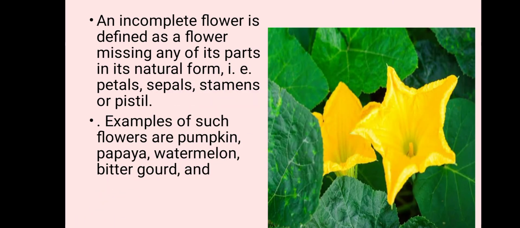Next we have the incomplete flower. An incomplete flower is a flower in which, out of the four parts, one part is missing. Any part in its natural form is missing. That is, either petals are missing, or sepals are missing, or stamens or pistil are missing. The best example would be the flowers of pumpkin. There are various other examples also: papaya, watermelon, and bittergourd.